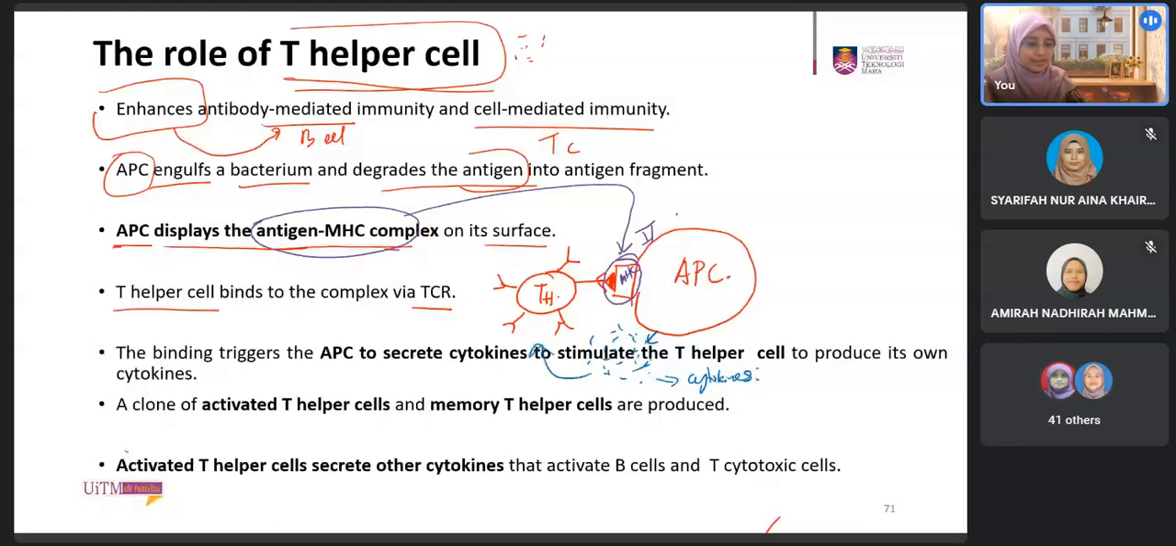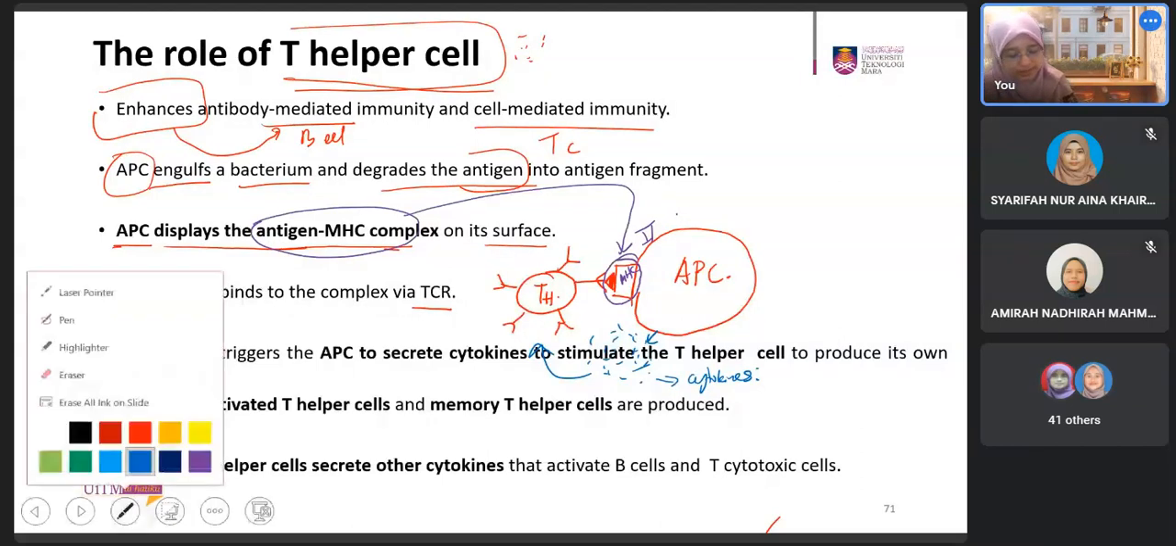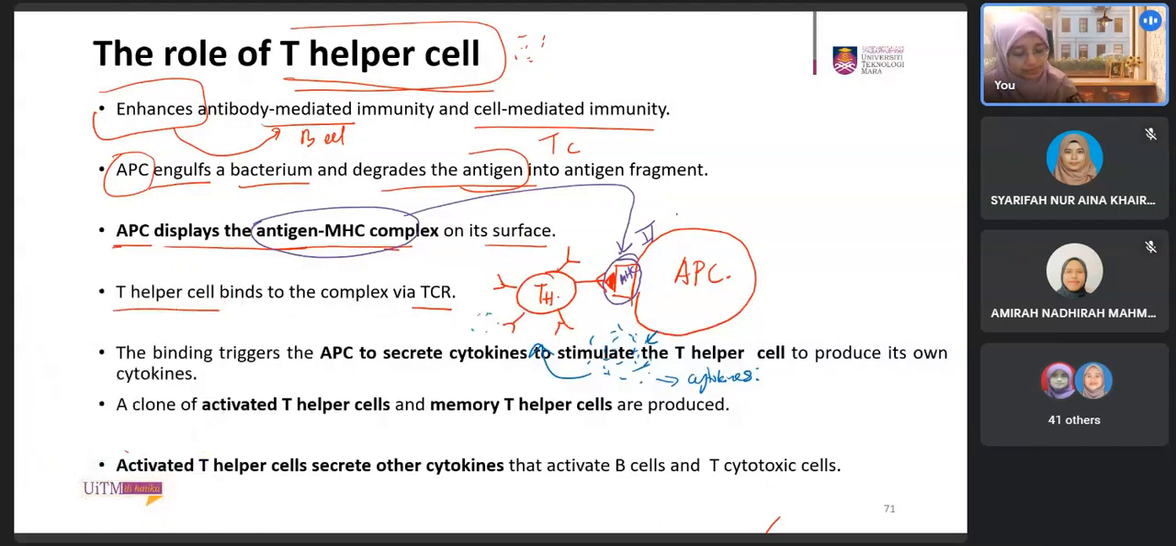So once the helper T cell is activated, it produces its own cytokines. Okay, so the activated helper T cell produce its own cytokines. Saya buat warna hijau lah. Okay, so this is the cytokine secreted by the helper T cell.